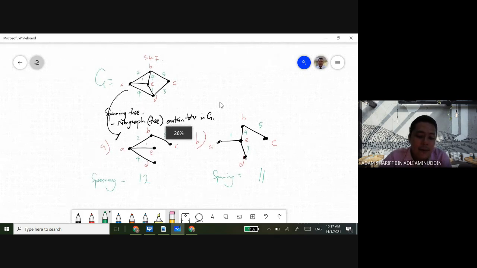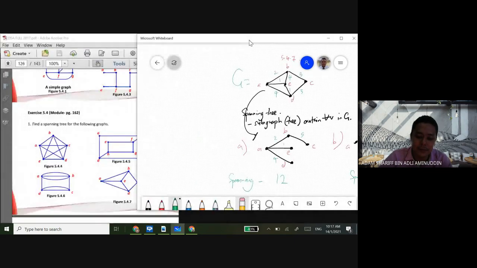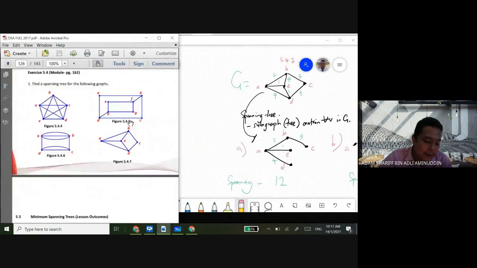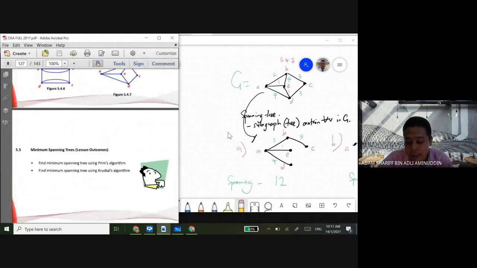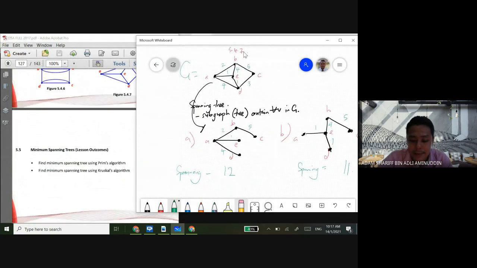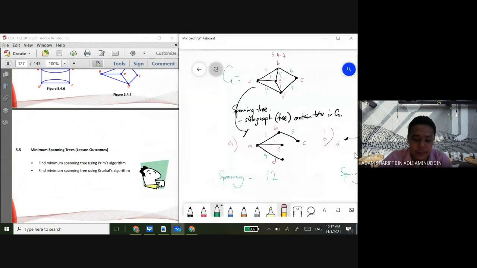And the concept of minimum spanning tree, from all the possible spanning trees, which spanning tree has the least total weight. Itu konsep minimum spanning trees. Okay, sekarang ni itu sahaja pasal konsep minimum spanning trees.